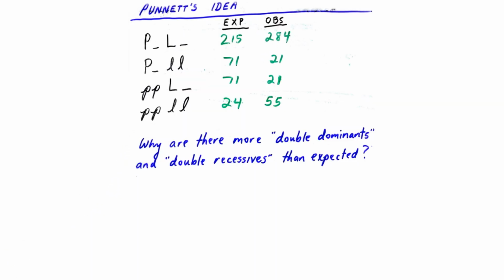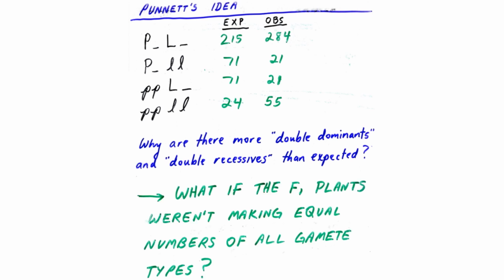So he looked at it, he thought, all right, the question to answer is, why are there more double dominants? Why are there more double recessives than we expect? There are a couple different options for what that could be. The first could be maybe the F1 plants weren't making equal numbers of all four possible gamete types. Or maybe they were making equal numbers, but they weren't coming together with the same probability. So Punnett was kind of interested in that idea.